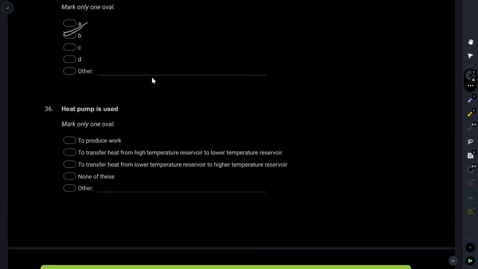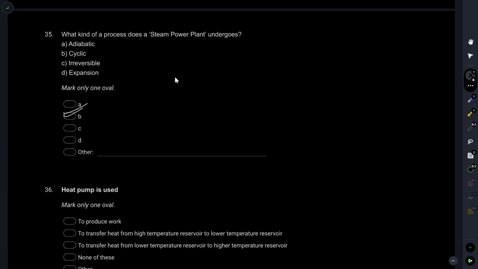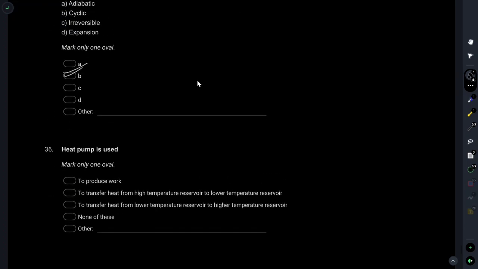Then the last question. It is saying that a heat pump is used to what? Why are we using a heat pump? Definitely in case of a heat pump, we want to heat our ambient, the refrigerator space or our area of interest, right? A heat pump is not used to produce work. Basically it is not doing work, although we are supplying some amount of work. Is it used to transfer heat from the high temperature reservoir to the low? No.